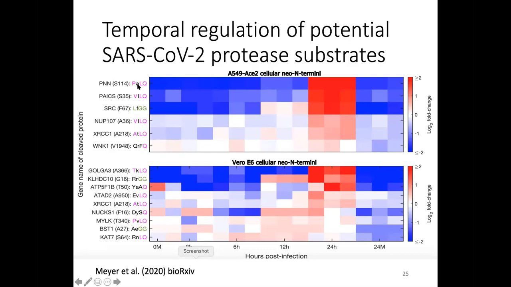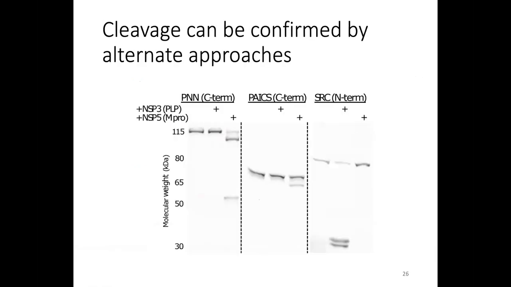And we do see some temporal regulation of these substrates as well. For example, those corresponding to the main protease tend to only show significant upregulation at 24 hours post-infection, whereas those corresponding to the papain-like protease, so SRC here, KLHDC10 and BST1, we're tending to see activity a bit earlier in infection. So we can see significant upregulation at 12 hours post-infection as well, which we aren't really seeing for the Mpro substrates.